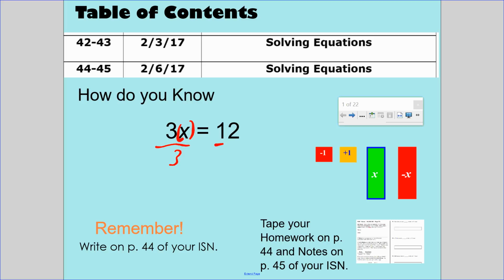Don't forget the balancer on the other side. This cancels. So x equals 12 divided by 3, which is 4. To check your work, what's 3 groups of 4? 12.